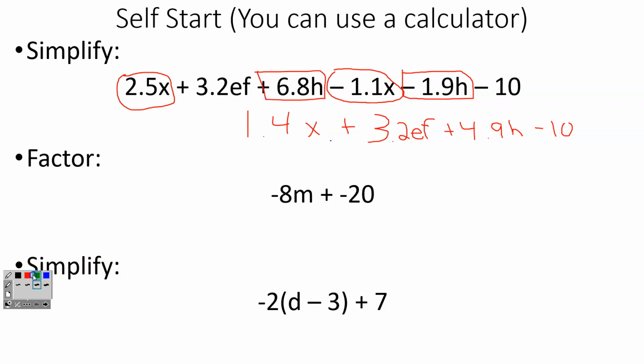Second question wants us to factor. So I'm going to look for the GCF. My factors of 8 are 1 and 8, and 2 and 4. Factors of 20 are 1 and 20, 4 and 5, and 2 and 10. So I see a 1 in common. I have a 2 in common, but it looks like I have a bigger number in common, which is a 4. So there's my GCF.